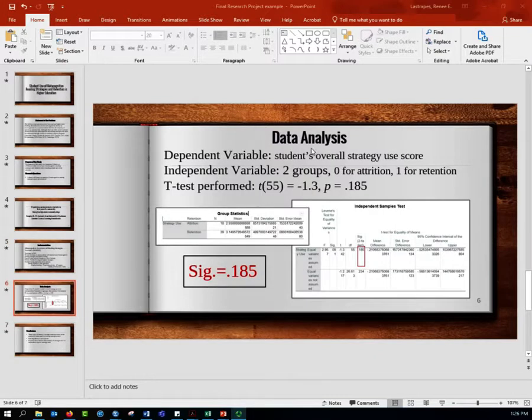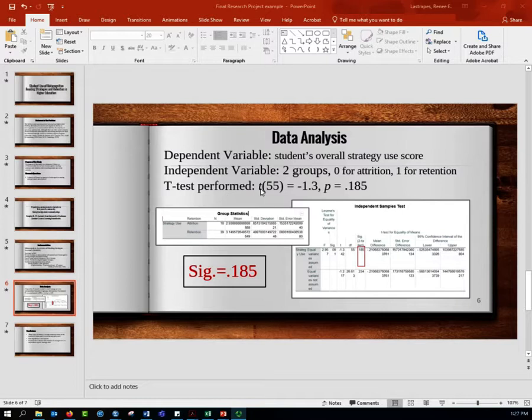All right, so here's her data analysis. Now typically you would want it to match her question. She really wants to predict whether or not they were retained or left. But she's comparing the difference of retained and not retained, with the number of reading strategies used as the dependent variable. So she's kind of got it backwards, but that's okay.